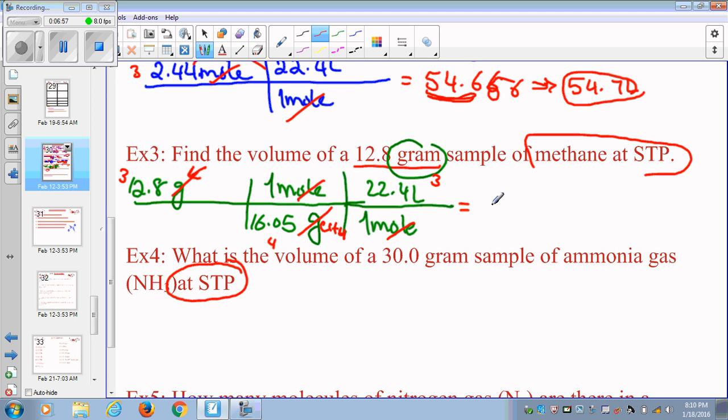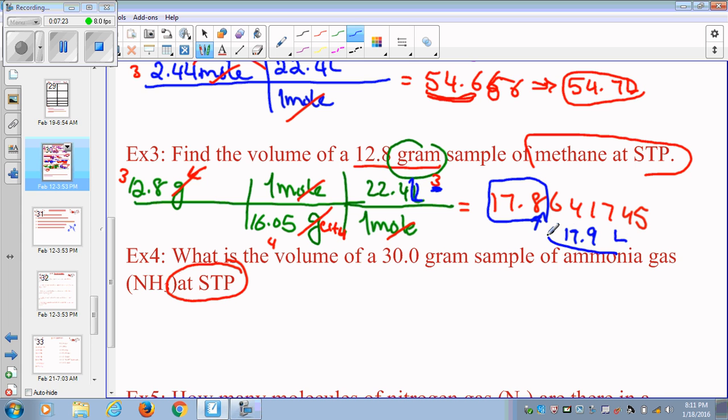The calculator gives me 17.864175. As I said, I need 3 significant digits because I need to go by the least number of digits, which is right here. I'm going to round it up right this. So my answer is going to be 17.9 liters because this is the only unit left. I have cancelled all other units. So 17.9 liters is my answer.